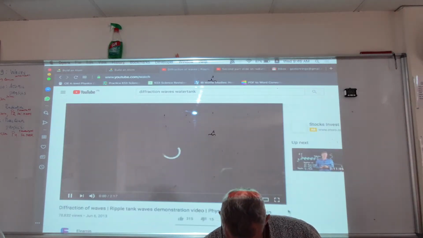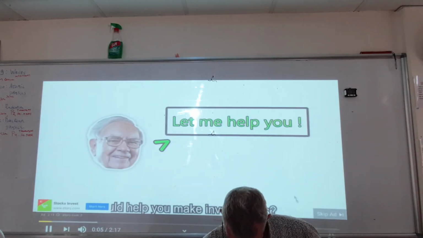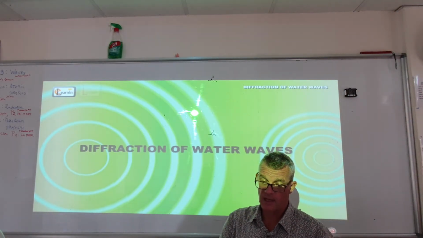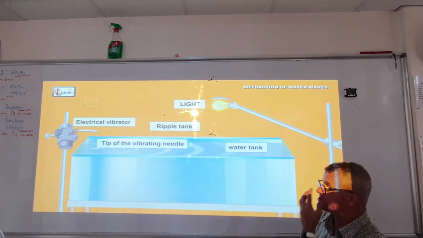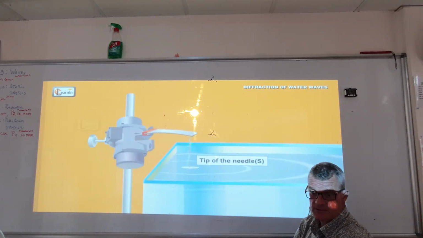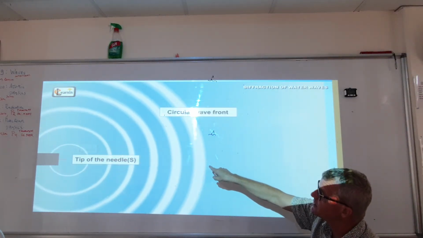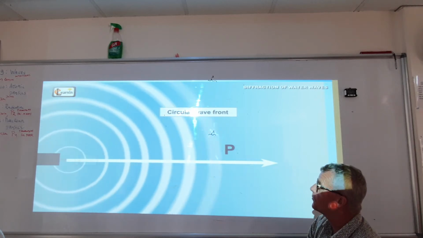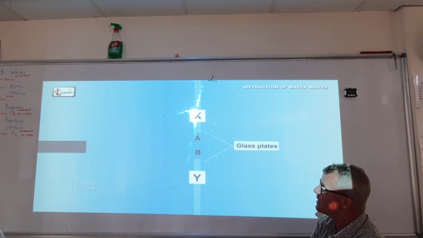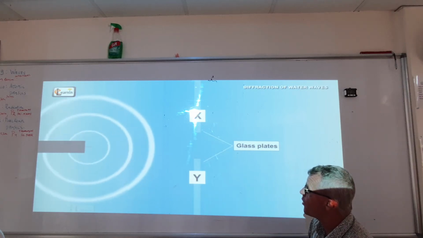We call it a ripple tank. Apertures are actually the openings. Normally we could make a demonstration with the water tank. Yeah. We have the tip of a needle, and it is creating a circular wave front. Now we made an opening with two glass plates, and the wave is entering the opening. And let's see what is happening.